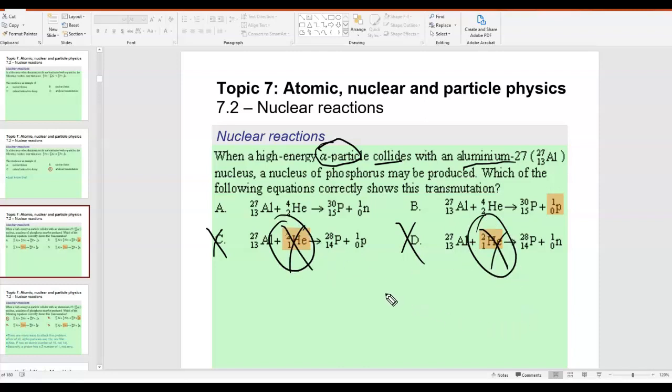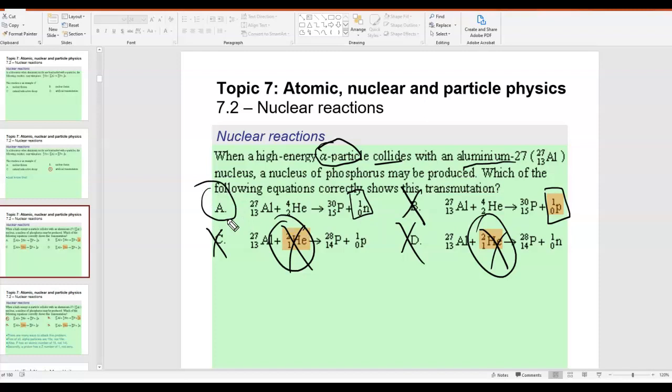Now between A and B, the way you would do that is to recognize that the only difference is here you have N10, and here you have P10. This is a neutron, this is a proton, but the problem is, hopefully you spotted it, that's not the correct symbol for a proton. Proton should be P11. So B is not the correct answer, and the answer should be A.